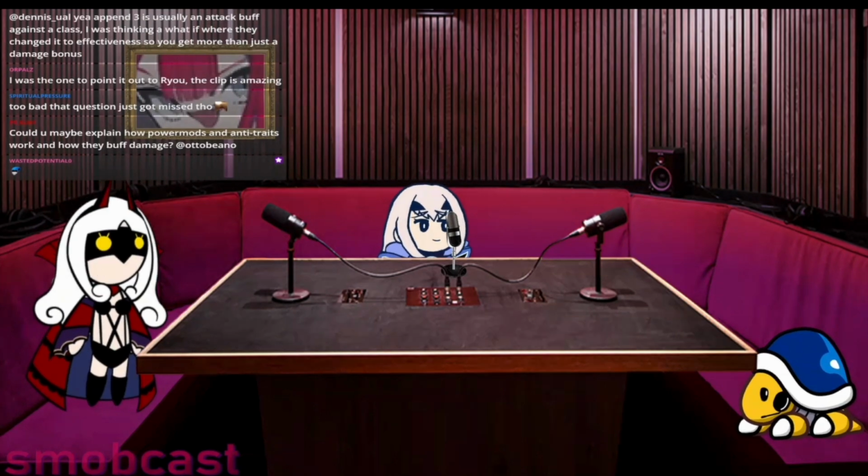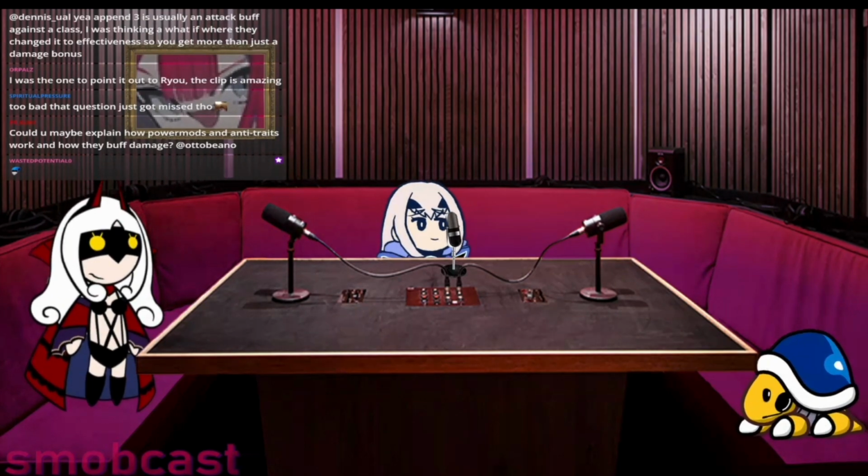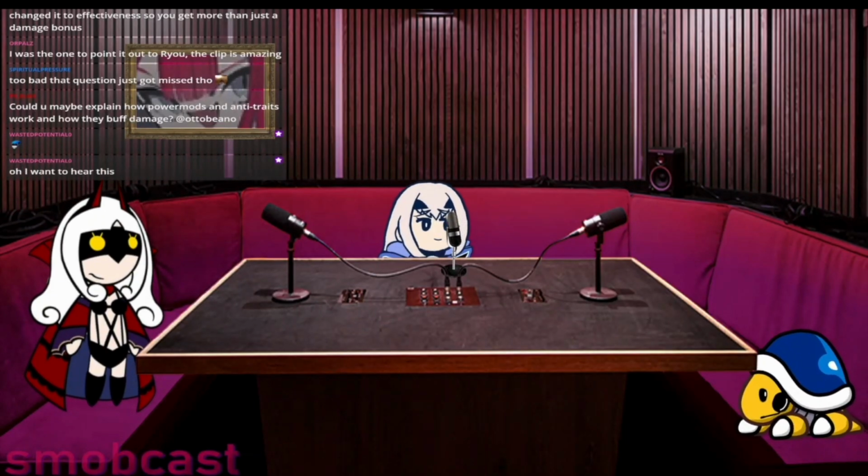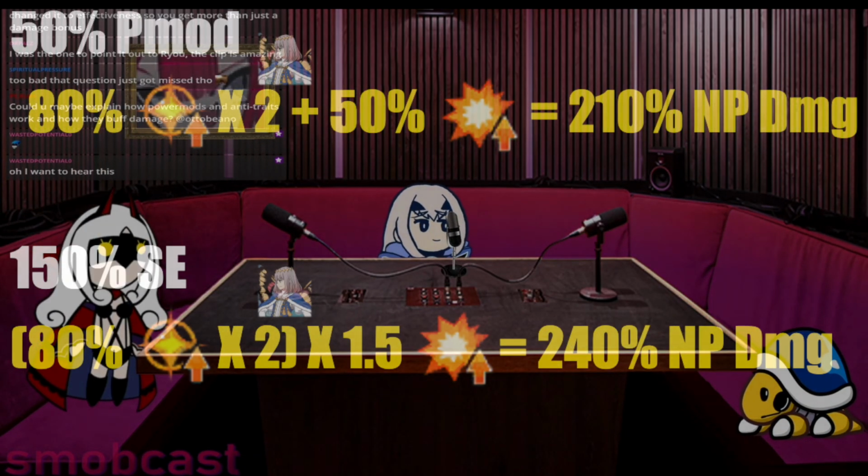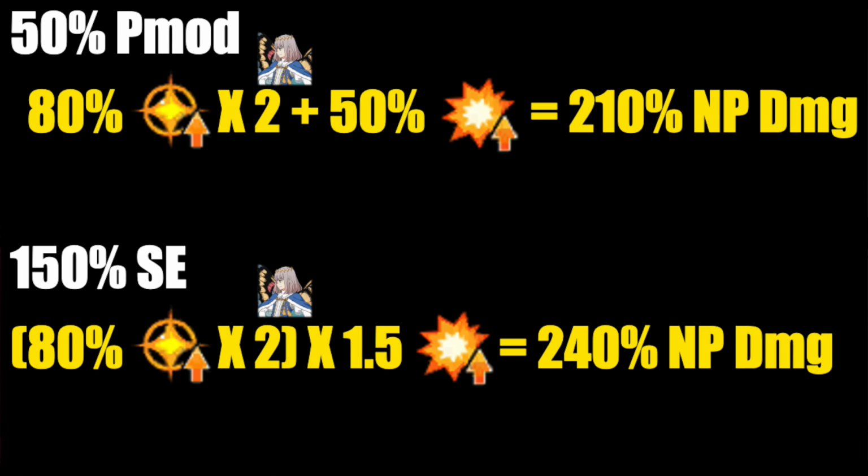So, in layman's terms, SEs are always calculated multiplicatively. Whenever you see 150% extra damage against a certain trait, the way you calculate that is your entire damage is calculated, and finally it is multiplied by 1.5.